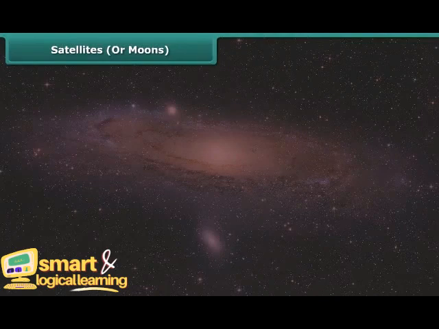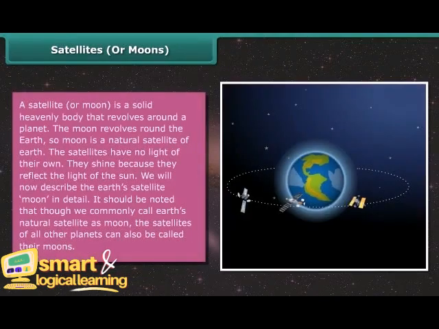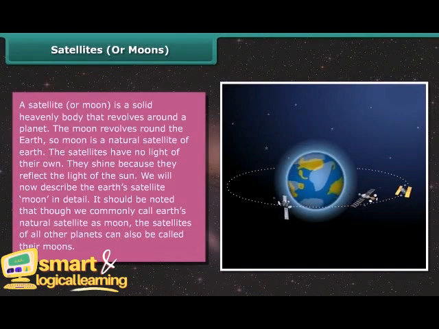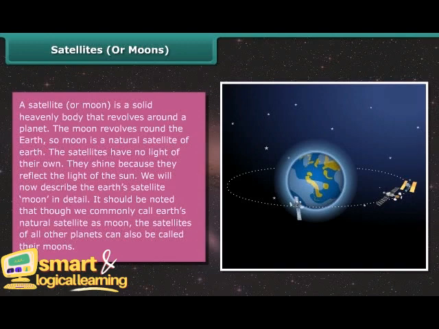Satellites or moons. A satellite or moon is a solid heavenly body that revolves around a planet. The moon revolves around the Earth, so the moon is a natural satellite of Earth. The satellites have no light of their own. They shine because they reflect the light of the Sun. We will now describe the Earth satellite moon in detail.